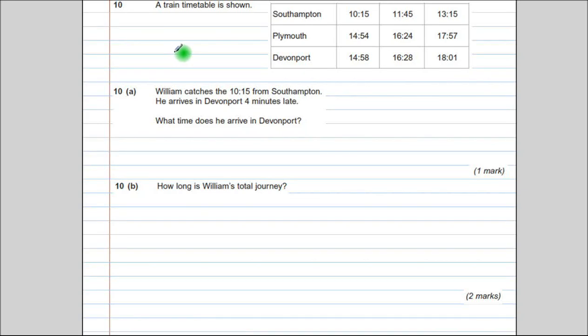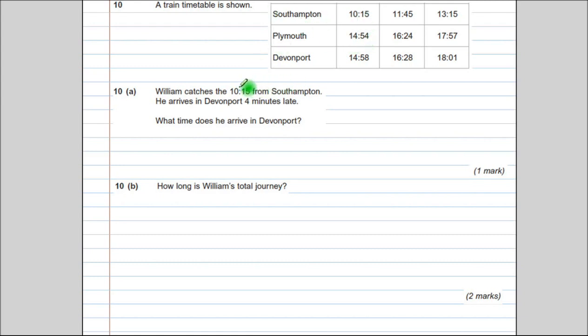Question 10. A train timetable is shown. So that's the train timetable here. Question 10a says William catches the 10:15 from Southampton. He arrives in Devonport 4 minutes late. What time does he arrive in Devonport?